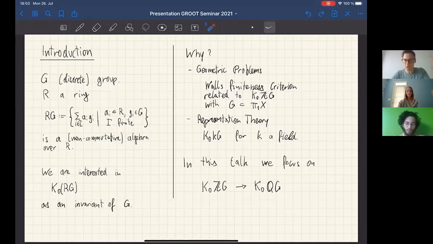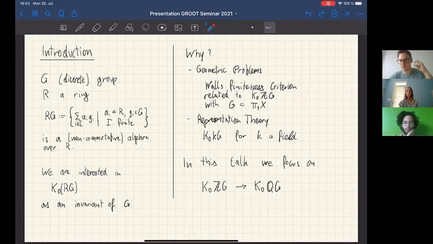Okay, and this is in general a non-commutative algebra over R. It's commutative exactly when the group is abelian. And what we are interested in is a very classical invariant, the K-theory group, the algebraic K-theory group of this group ring. And this zero here denotes that there's some higher algebra also going on, but let's come to that later. And the why is because this group appears in a whole lot of different geometric problems as a natural abstraction. The most directly related one is Wall's finiteness criterion.